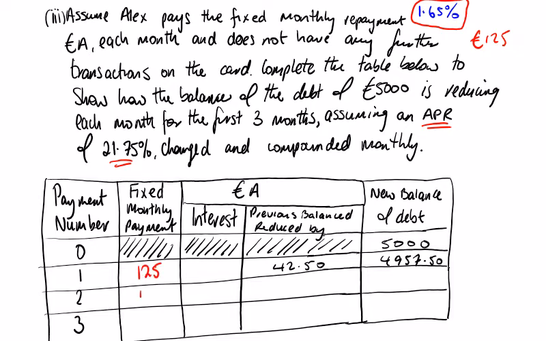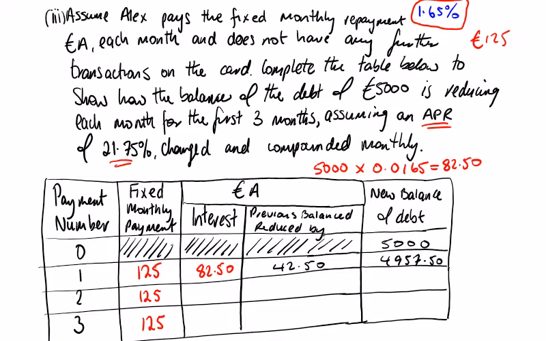So that's going to be in all boxes. It's not changing. So how do we get to this figure 4250? Well, we have an interest. The interest is on the 5,000. So 5,000 by 0.0165 is equal to 8250. So that must be the interest here, 8250. And you can see if we take 8250 away from 125, we're going to get 4250, which is what the balance is reducing by.